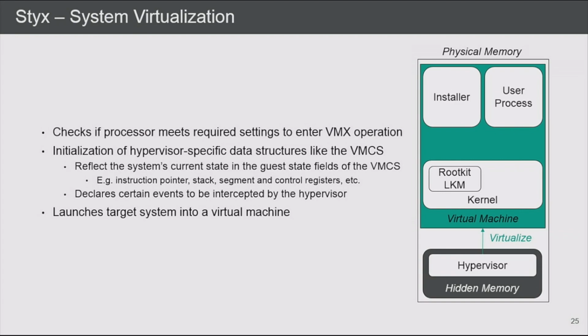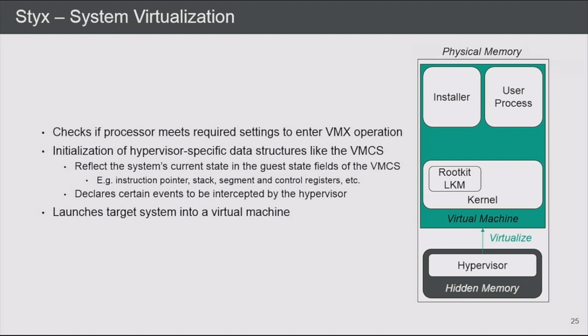For the system virtualization per se, there are three steps required. We first check if the processor meets the required settings to enter VMX operation, which is required to set up hardware-based virtual machines. And we then follow up by initializing hypervisor-related data structures, like, for example, the virtual machine control structure. The virtual machine control structure is basically a data structure that is used to configure both the hypervisor as well as its guests.